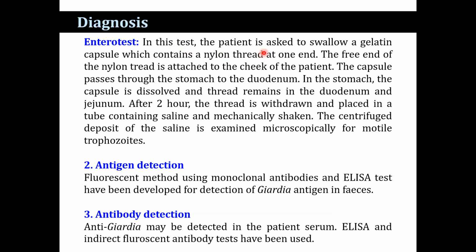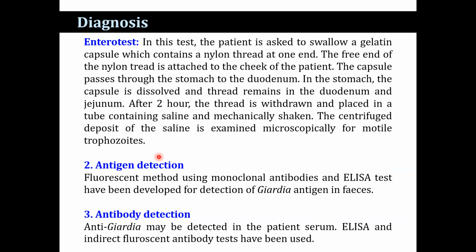In this test, the patient is asked to swallow a gelatin capsule which contains a nylon thread at one end. The free end of the nylon thread is attached to the neck of the patient. The capsule passes through the stomach to the duodenum. In the stomach, the capsule is dissolved and the thread remains in the duodenum and the jejunum. After 2 hours, the thread is withdrawn and placed in a tube containing saline, and mechanically shaken. The centrifuged deposit of the saline is examined under the microscope for motile trophozoites. So that is the diagnostic procedure.